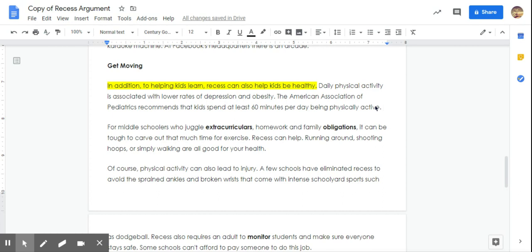For middle schoolers who juggle extracurriculars, homework, and family obligations, it can be tough to carve out that much time for exercise. Recess can help. Running around, shooting hoops, or simply walking are all good for your health. I'm going to highlight that here. This is another reason. If you are involved in a lot of things after school, homework, family things, extracurriculars, it could be hard to find the time for that. So that's another reason why it should be included in your school day.